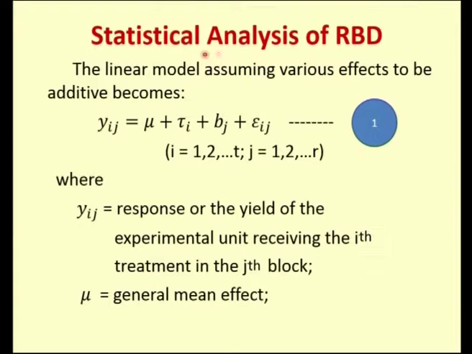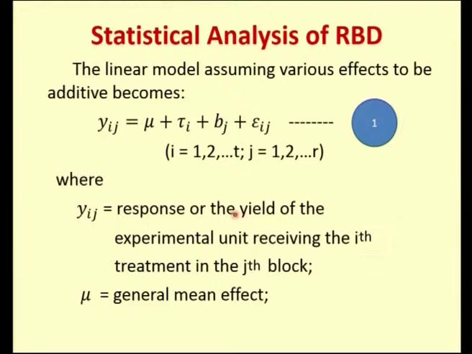And here we have the statistical analysis of RBD. First we will consider the linear model for randomized block design, assuming the various effects to be additive in nature, and the linear model is defined as Yij equal to mu plus tau i plus Bj plus epsilon ij. Here i ranges from 1 to t, since we have t treatments, each treatment being replicated r times. So, j is equal to 1, 2 up to r.